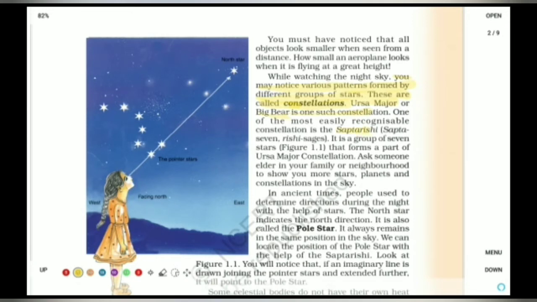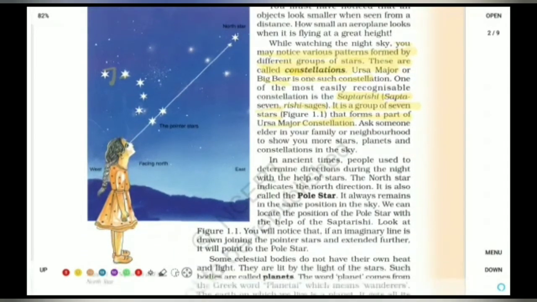Ursa Major or the Big Bear is one such constellation, right? One of the most easily recognizable constellations is the Saptarishi. Saptarishi means Sapta, seven, Rishis, sages. It is the group of seven stars that forms a part of the Ursa Major constellation. Ursa Major constellation has seven stars, so it's also called Saptarishi. Saptarishi means seven sages.